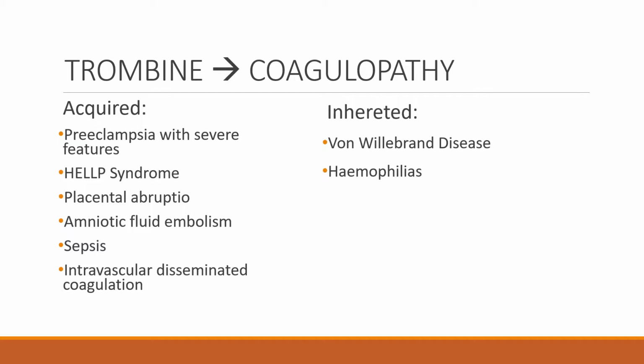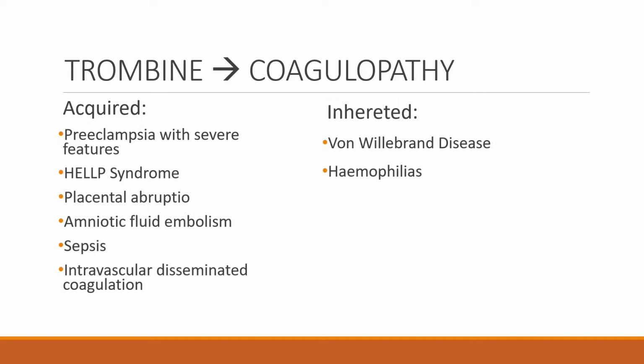We can define them as coagulopathies that can be acquired or inherited. The acquired coagulopathies include hypertensive syndromes, preeclampsia with severe features, HELLP syndrome, placental abruption, amniotic fluid embolism, sepsis, or a very common acquired coagulopathy, disseminated intravascular coagulation. And the inherited coagulopathies are von Willebrand disease or hemophilias.